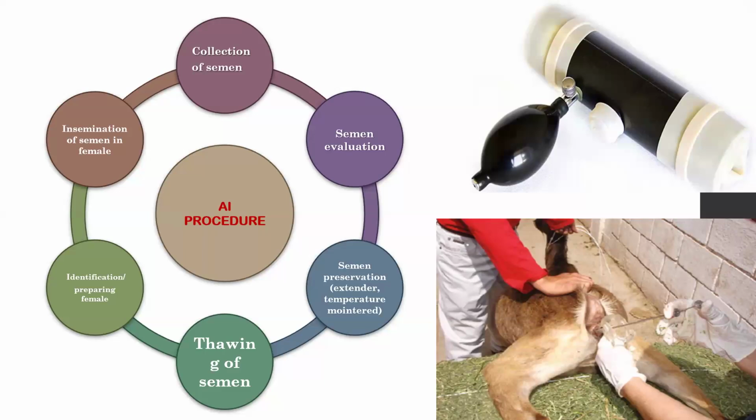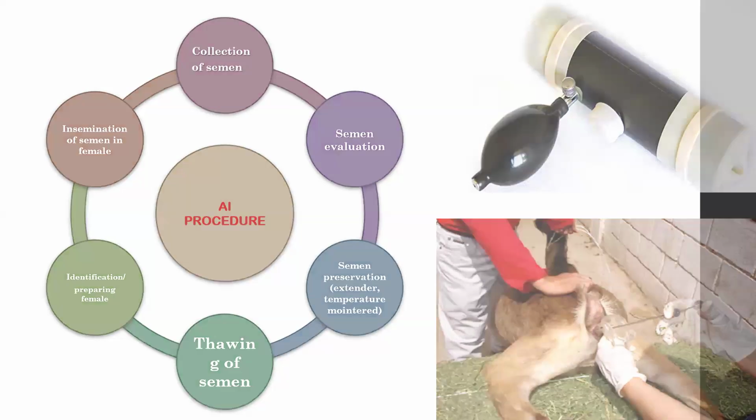There are various techniques also. We are going to discuss the various techniques of AI. There are generally 6 different techniques, such as manual and laparoscopic, and many more. This is insemination of semen in the female. We have to look over and monitor the female up to the successful parturition. This is all about the artificial insemination process.